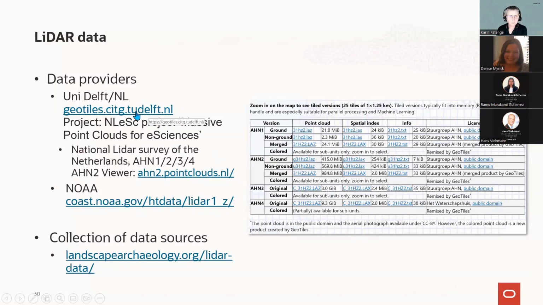If you go to the offering of geotiles of the University of Delft, then you can see here that you have the different data sets available for download. If you are not familiar with the extension of those files here, those are LAS files or compressed LAZ files. LAZ is the compressed version of LAS files, and there is a tool set available to work with LiDAR data, including loading those data sets into the Oracle database, which I'm going to touch on briefly a little bit later.